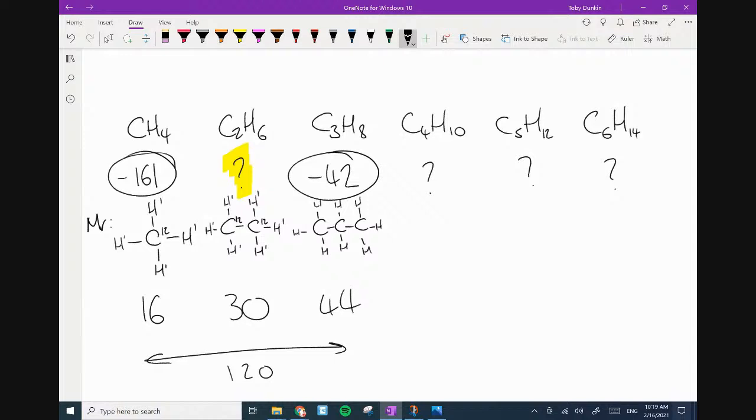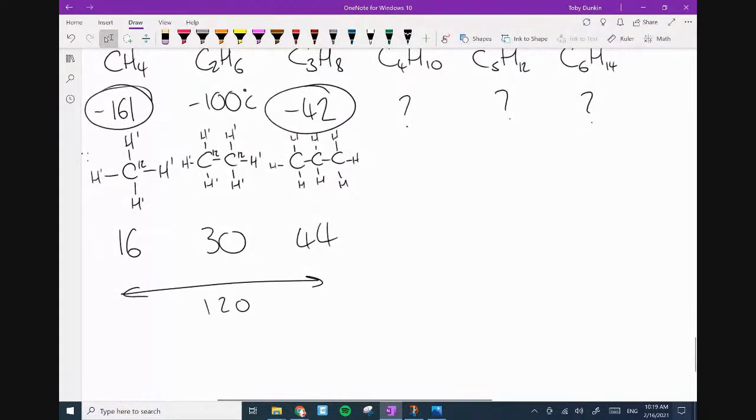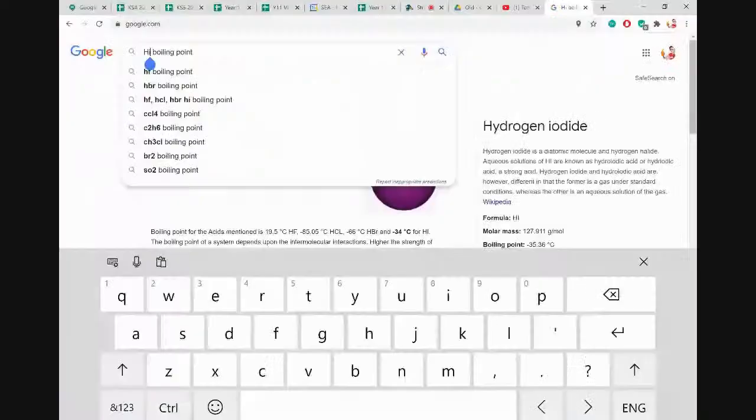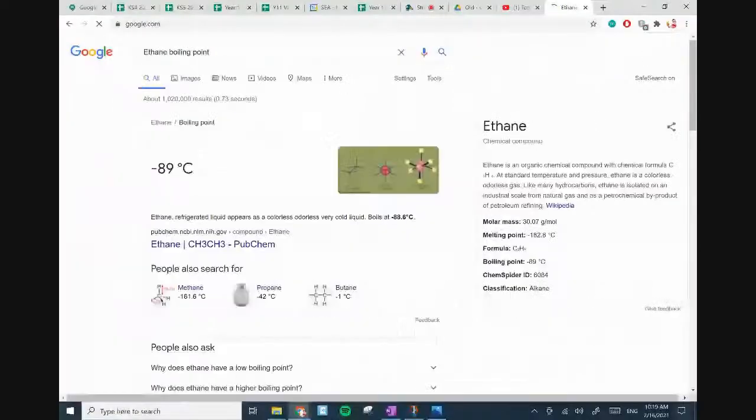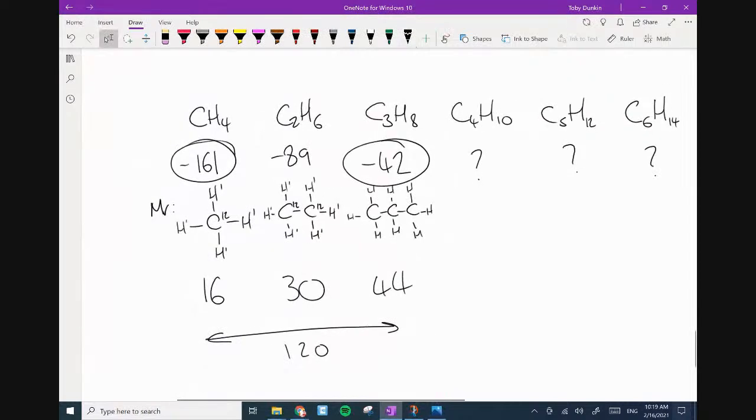Do people agree with me? Masaru is on it. He agreed with me. What a winner. Let's go for ethane. Boom. Minus 90. Yeah, not bad. Within 10. Minus 89. That's not bad at all. Right, next.